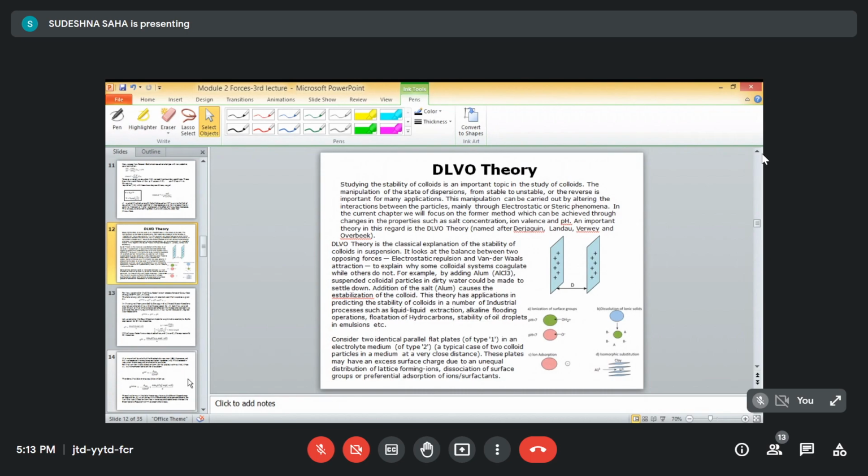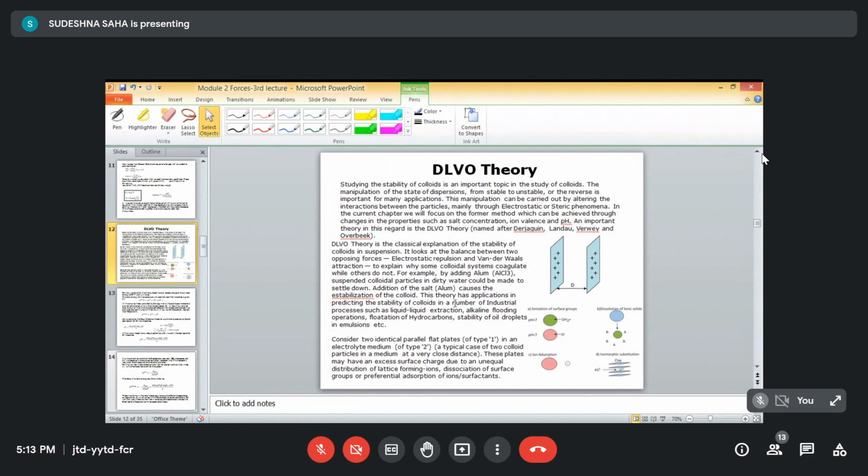So I'm not going to read this slide at all, because whatever I said has been put almost in a similar way. What is important is that this DLVO theory has applications in predicting the stability of colloids in a number of industrial processes such as liquid-liquid extraction, alkaline flooding operation, flotation of hydrocarbons, stability of oil droplets in emulsions, etc.